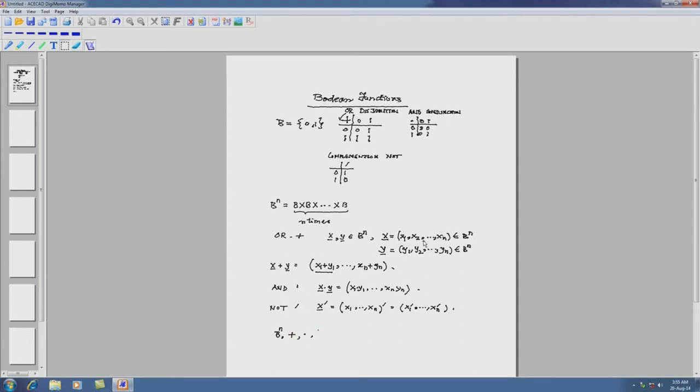It is fairly easy to check that Bn, along with the operations just defined, which are induced from the operations defined on B, is a Boolean algebra for any positive integer value of n. So, if we are very strict about that, then we can write the Boolean algebraic system involving Bn as Bn, then this plus, the dot, the prime, and of course the least element, which is the all zero vector having n terms, and the greatest element, which is the all one vector having n terms. Combining all these things we have the Boolean algebra Bn.